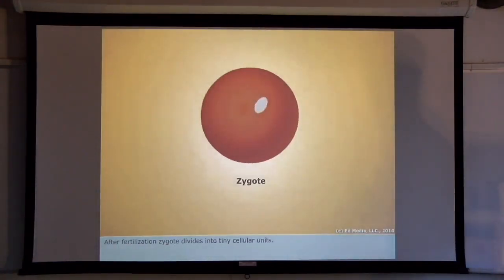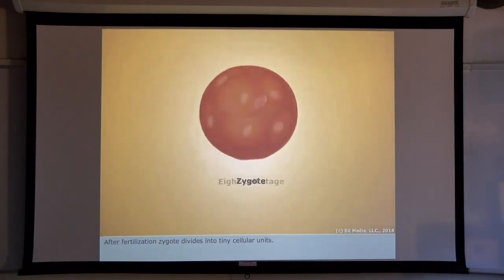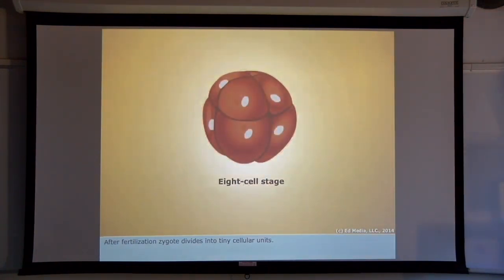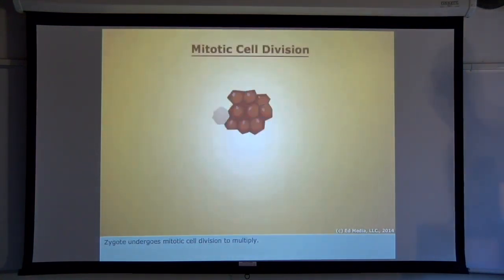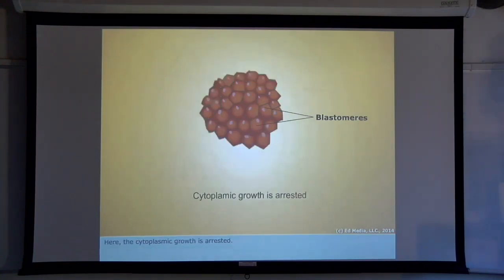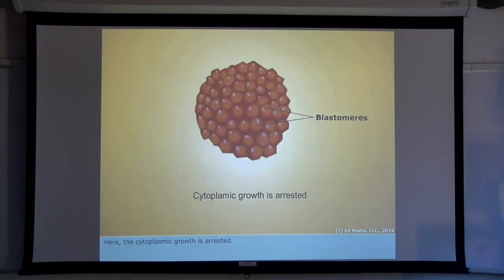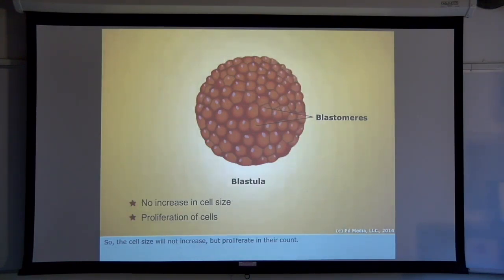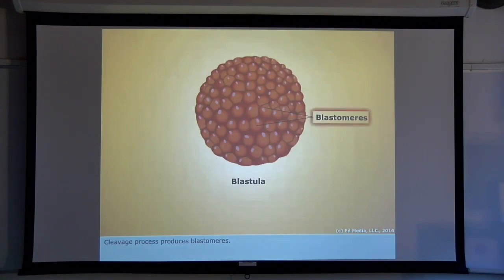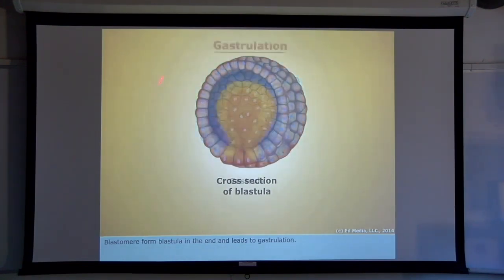So let's take a quick look into cleavage. Fertilization. Zygote divides into tiny cellular units. This process is referred to as cleavage. Zygote undergoes mitotic cell division to multiply. Here, the cytoplasmic growth is arrested. So the cell size will not increase, but they proliferate in their count. Cleavage process produces blastomeres. Blastomeres form the blastula in the end and lead to gastrulation.